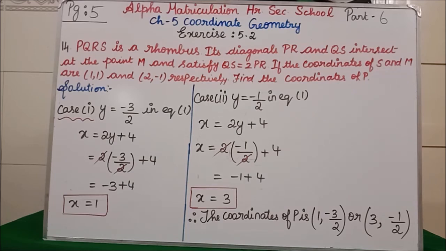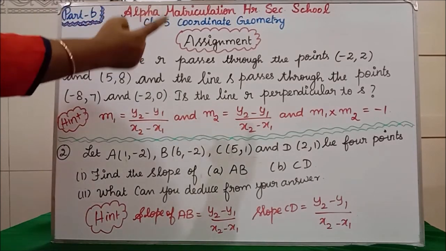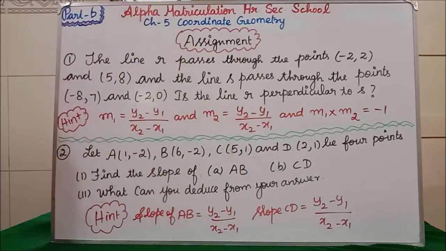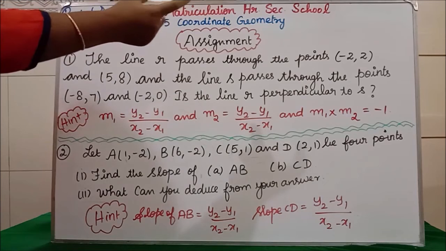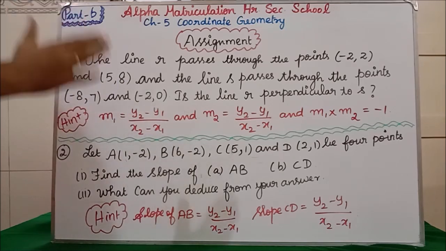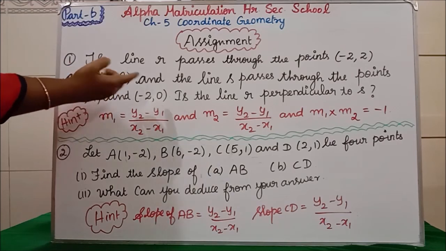Next you are going to get your assignment problem. We will see the assignment problem now. This is the part 6 assignment. You are going to do two problems as your homework. See the first question. The line R passes through the points minus 2, 2 and 5, 8. Okay, consider that minus 2, 2 and 5, 8 as 2 points, that is 1, 2 point separately. And the line S passes through the points minus 8, 7 and minus 2, 0.